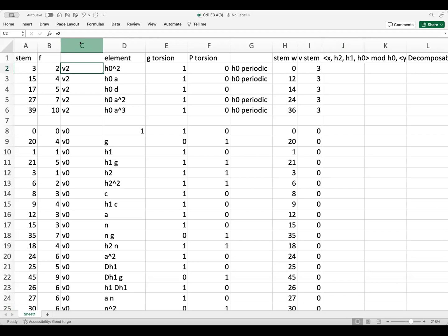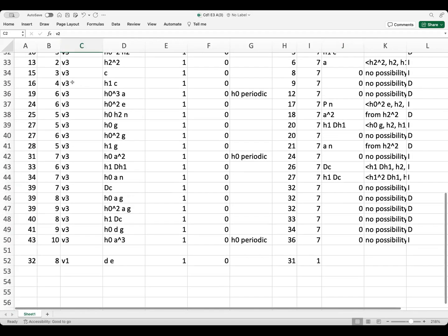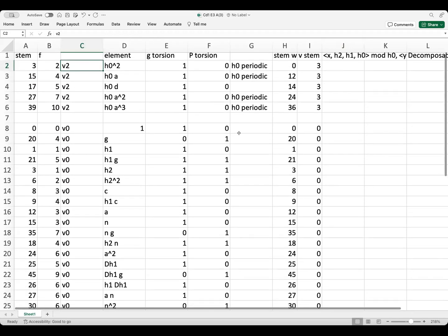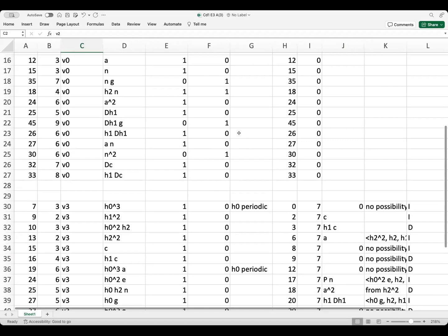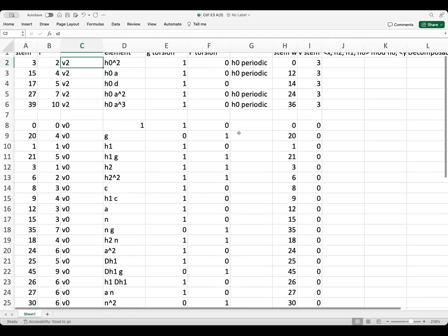You might think it's sorted kind of weirdly with the V2s and then the V0s and then the V3s and the V1s, but that's because of the shape of the differentials. Oh, actually, I don't know why I did that, it's just the way I left it. I sorted it that way for some reason. I don't remember exactly why.